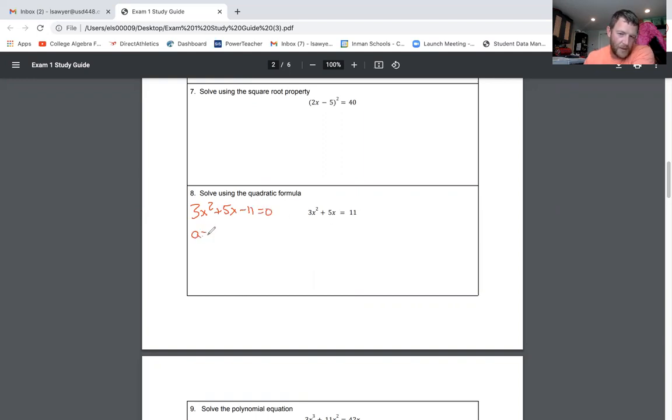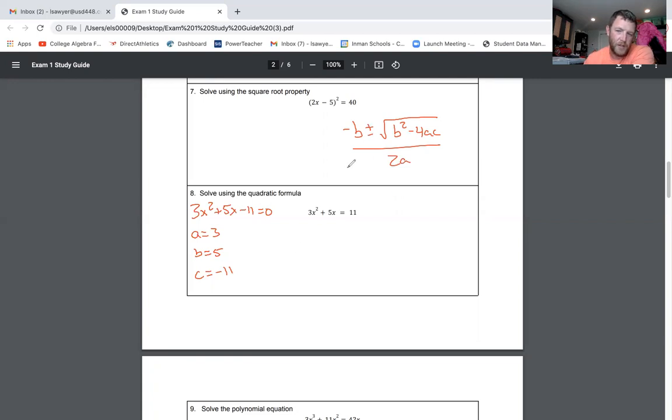Notice how I had minus 11 to get that 0. And then I set it up. A is equal to 3. B is equal to 5. C is equal to negative 11. And again, the quadratic formula, which you will have on your formula sheet, is negative b plus or minus the square root of b squared minus 4ac, divided by 2a.